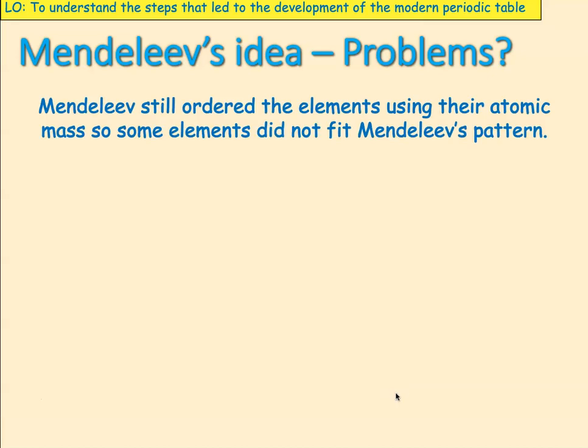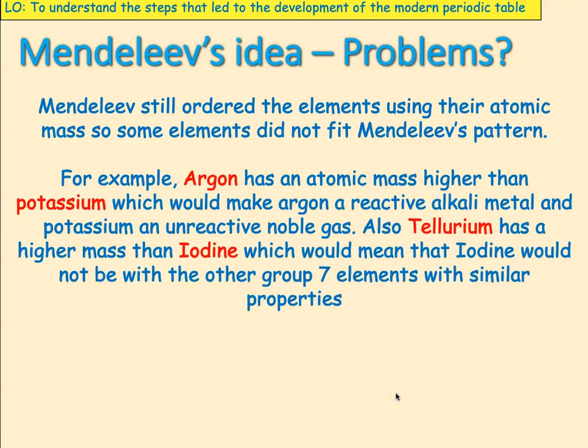Okay, so Mendeleev still ordered the elements with their atomic mass or atomic weight. So some of the elements didn't fit with Mendeleev's pattern. For example, argon has a higher mass than potassium. And that means that argon would ordinarily in his table fall under group 1 and be a reactive alkali metal.